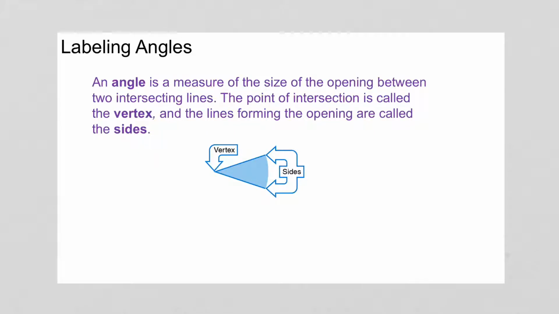The two lines are called rays, and we also call them the sides. And where they meet, that point is called the vertex.